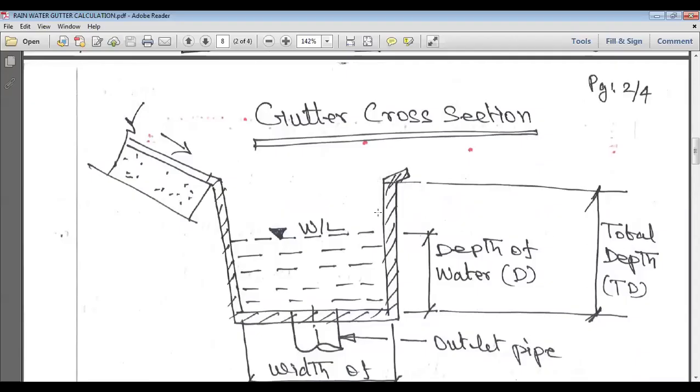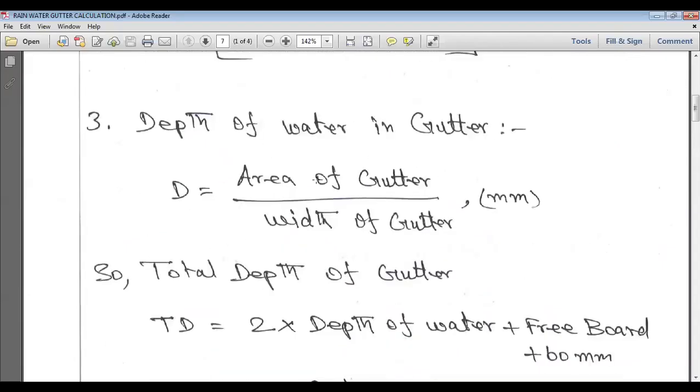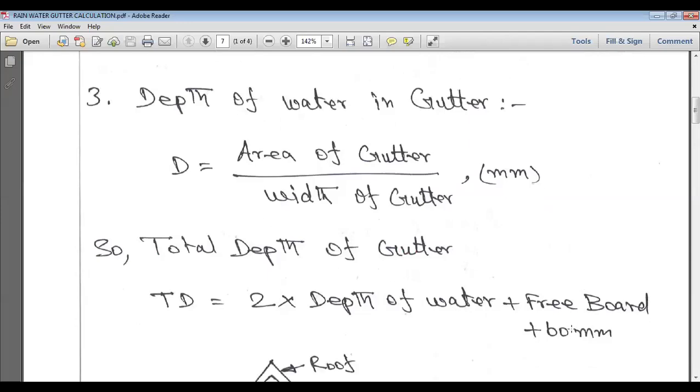Total depth means including the fluid boarding. So the total depth of the gutter, TD, equals 2 times the depth of the water, plus the fluid boarding. The fluid boarding of 60 mm we have considered.